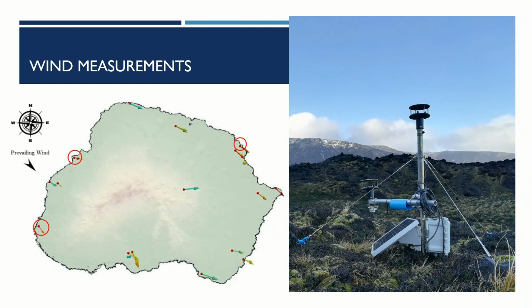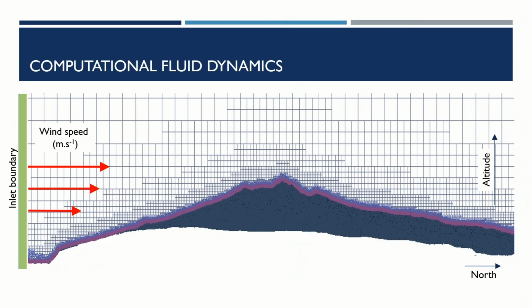So the people who walk there and traverse the island know that the weather changes a lot depending on where you are, but we don't have the data to prove this.